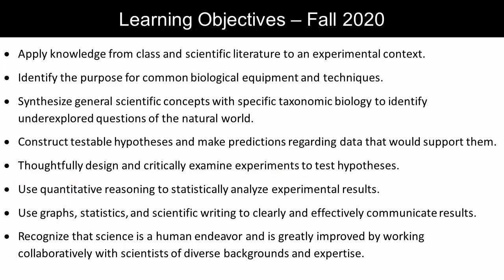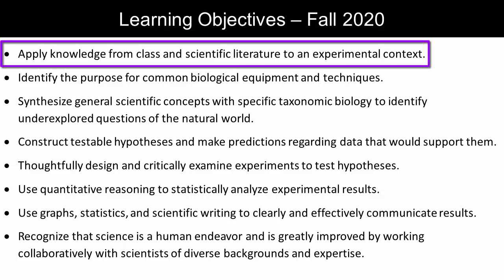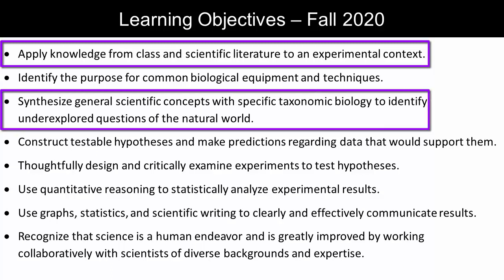Each video, each class, and each assignment will have specific goals that directly relate back to these learning outcomes, which we'll point out in each future video. For instance, in the first video, understanding the types of journal articles provides the foundation for applying knowledge from the scientific literature to an experimental context, and for identifying underexplored questions of the natural world.